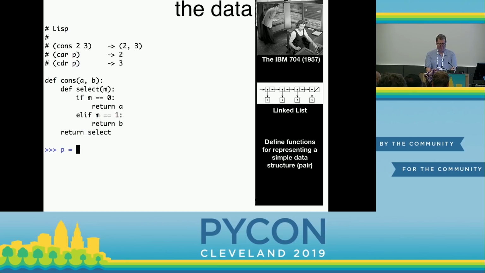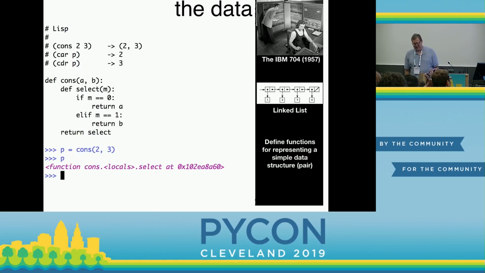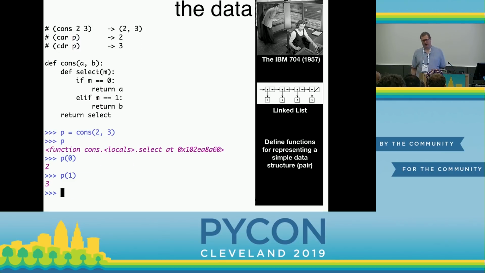You could say p is equal to cons(2, 3). It comes back and it's like, here's this function. Then you would call the function with 0 or 1 to get the data that you want.